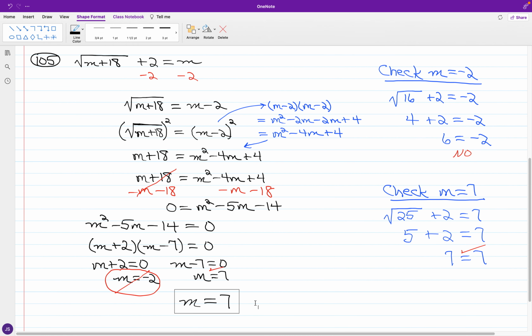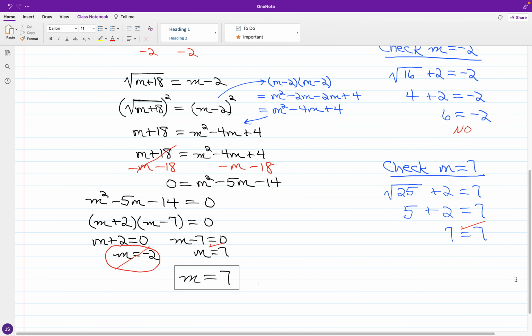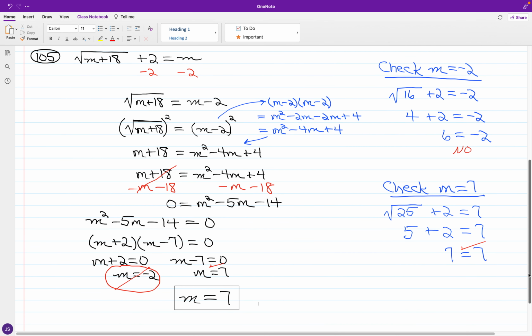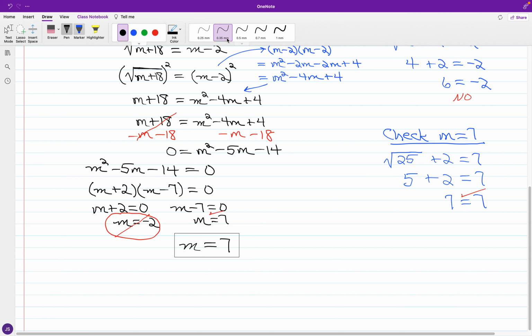All right, now in looking at what we have also where we had the variable show up twice, for number 106, this time we're going from the letter m to the letter n, and for what I have here this time, the radical term is going to be the square root of 2n plus 29, followed by the addition of 3 is equal to n.